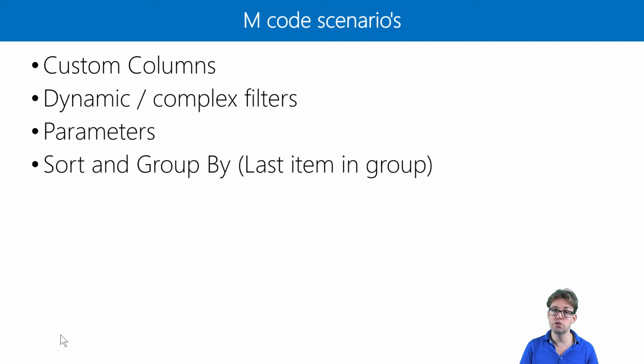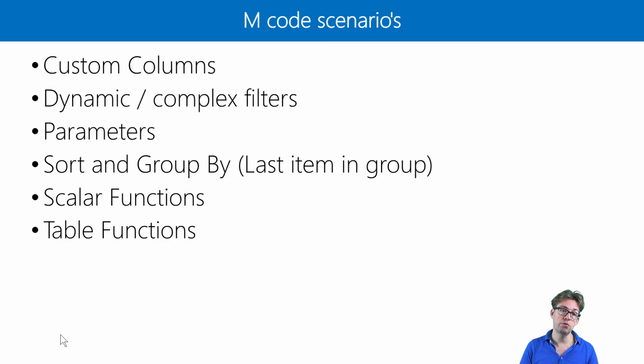But you can also sort and group by using M. For example, what if I want to have the last order per customer? That's not something that you can choose in the user interface. For that, we need M. But also making functions that return one value or return a lot of values. And with this you can make parameterized filters, where you specify a parameter, the function filters the set, and it returns a table that's being filtered.